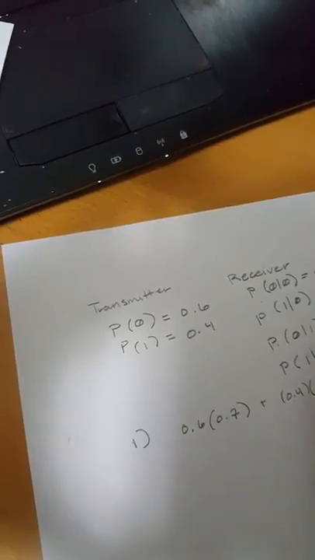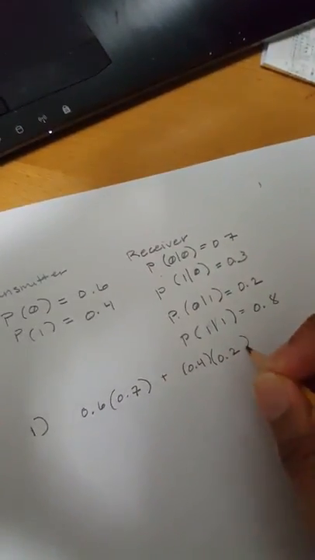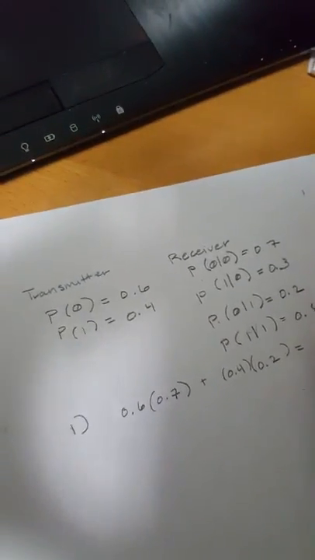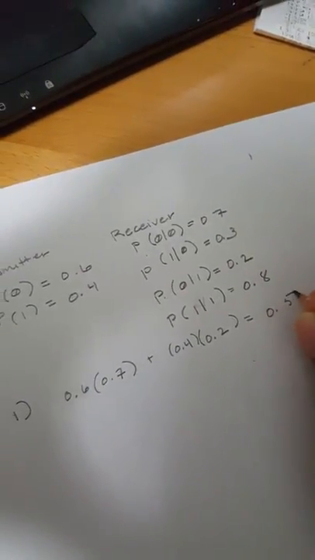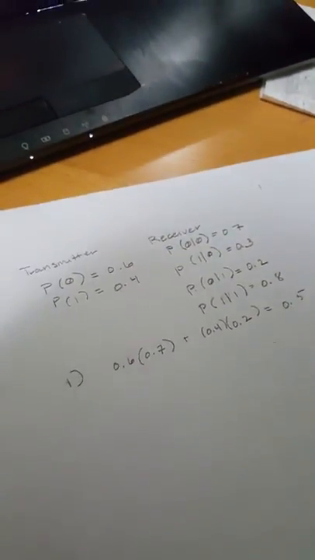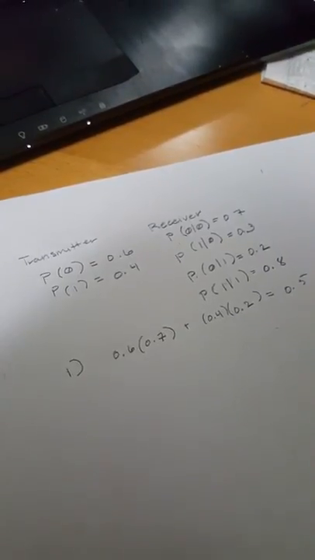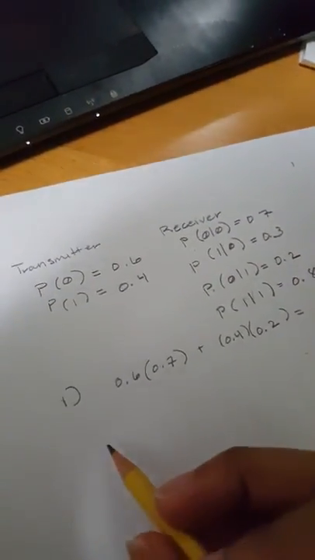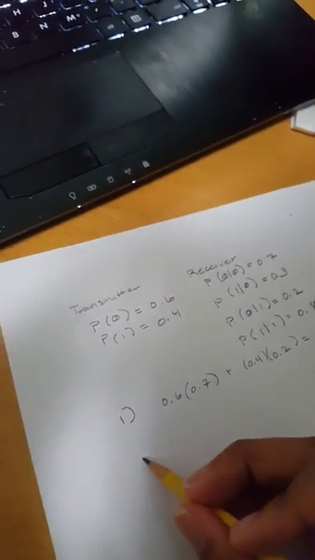and 0.2, which we then get is 0.5 once you do all the calculations. So the probability that a 0 is received is 0.5, and that's taking into account whether a 1 or a 0 was originally transmitted. So now onto the second problem, which is to find the probability of error.